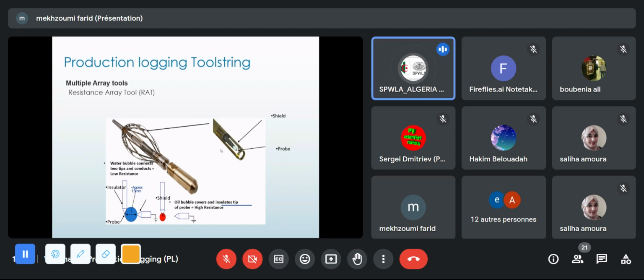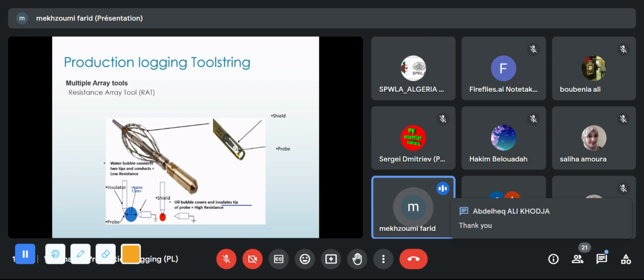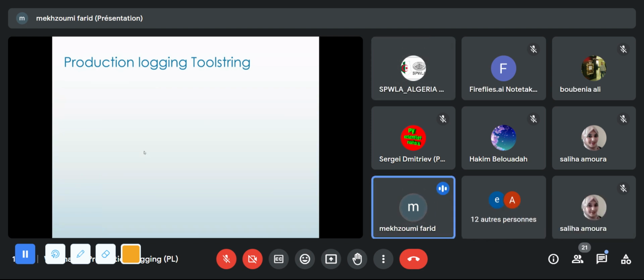But this is interesting, because you said this resistance array tool cannot differentiate between hydrocarbons. I mean, gas or oil, they are both resistive. What do they use? Usually they use both. Now there is another one, maybe what you call optical.